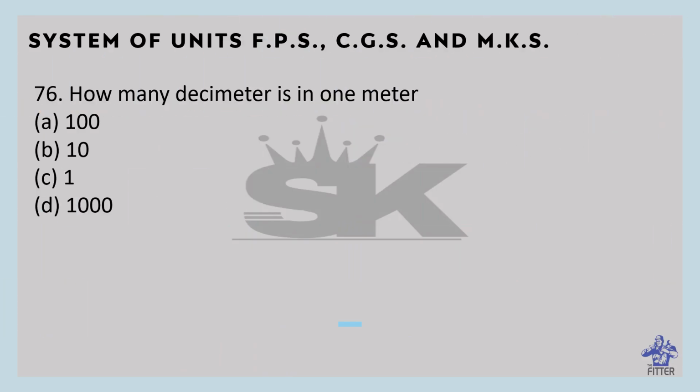How many decimeters are in 1 meter? I'll tell you. 1 meter equals 10 decimeters. 1 decimeter equals 10 centimeters. 1 centimeter equals 10 mm. So the answer here is 10.